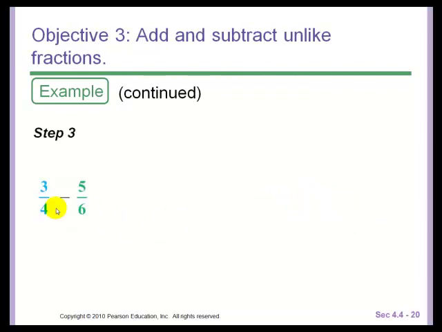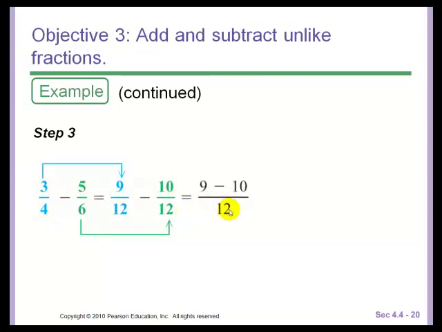So now rewrite the problem with our common denominators. We said 3/4 was 9/12, and 5/6 is 10/12. Now we have a common denominator, so keep that denominator and subtract your numerators. 9 minus 10 is a -1. Again, if you need to, rewrite this as adding a negative.